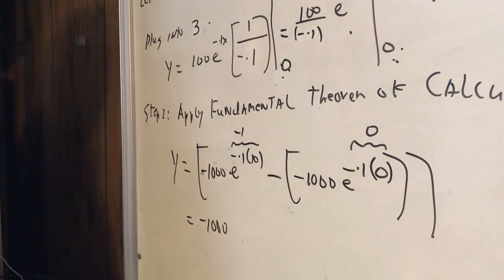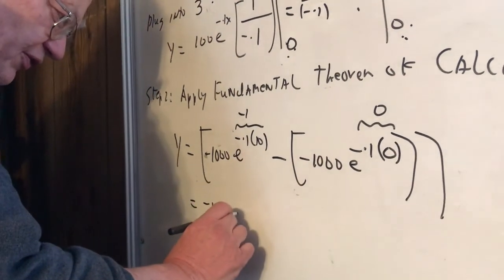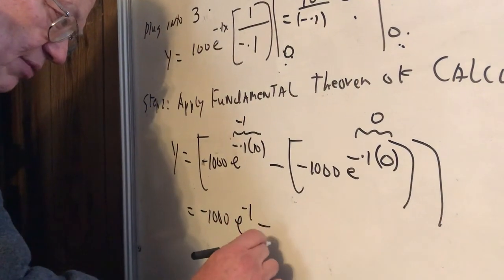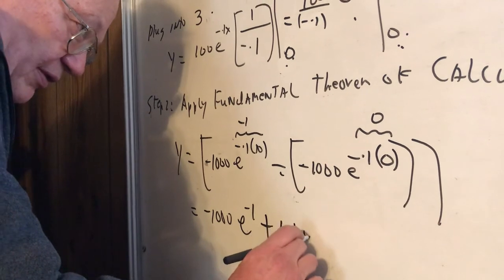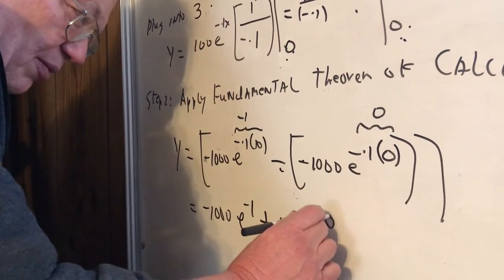E to the minus 0. I could write that out. Might as well, because it's the first time I'm doing it. E to the minus 1, minus, that's going to be minus plus 1,000 e to the 0.